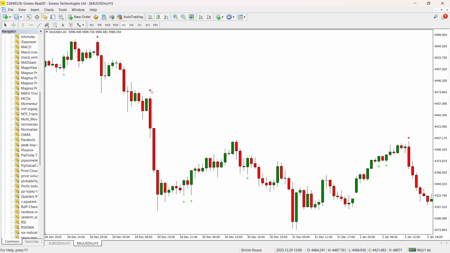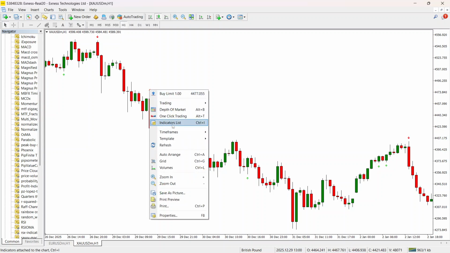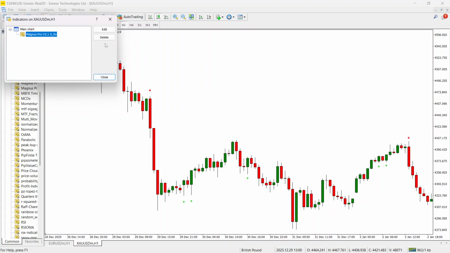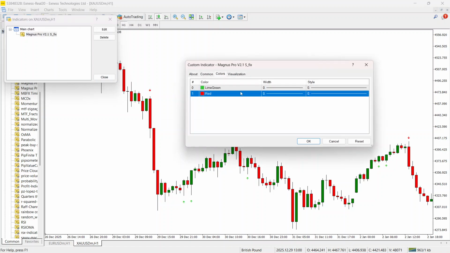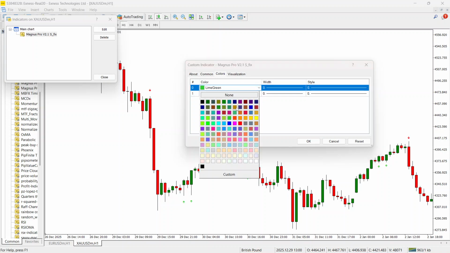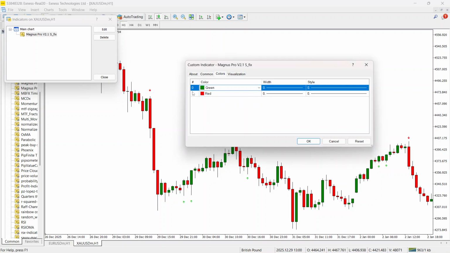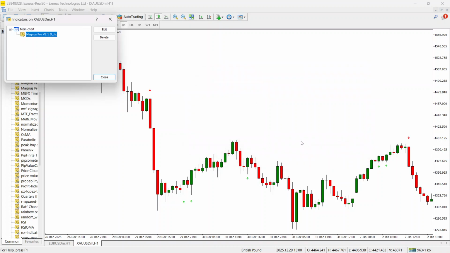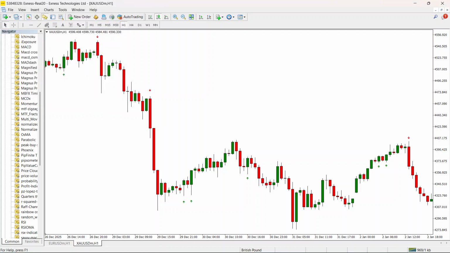Its settings are fairly simple. You just have to adjust the arrow colors. For the bullish arrow, I will change it to green, and I will leave my bearish arrow as red. And as you can see on the main chart, it has been updated.